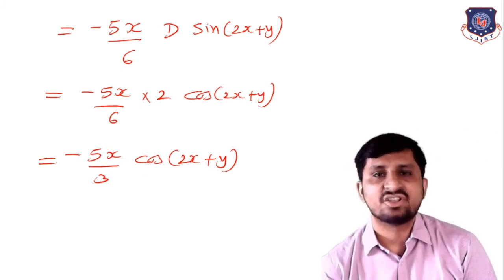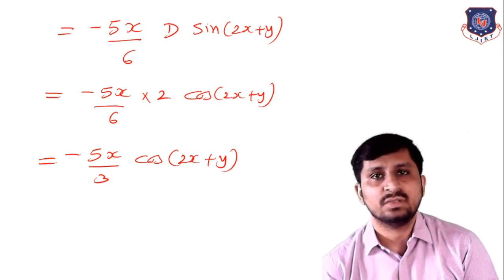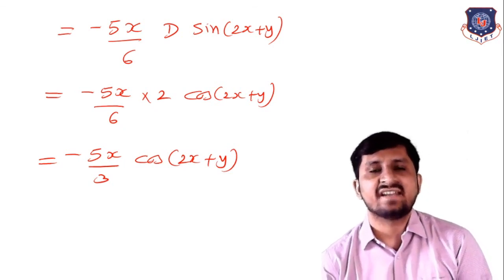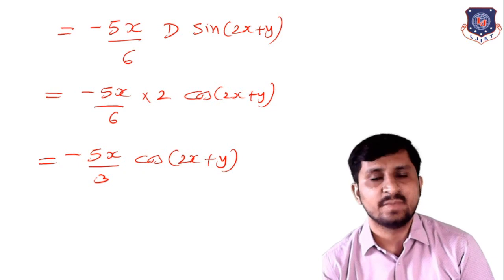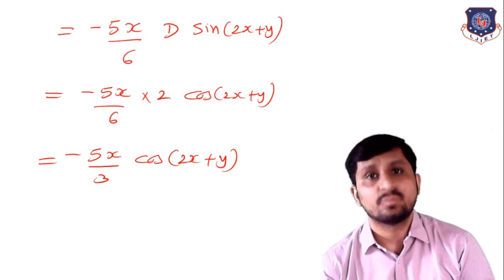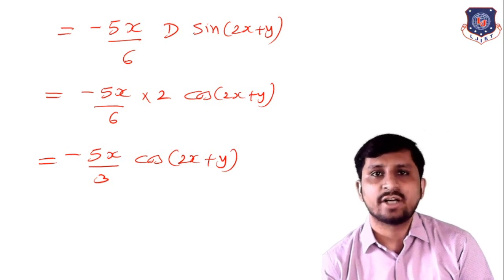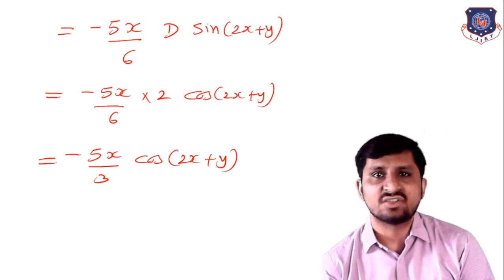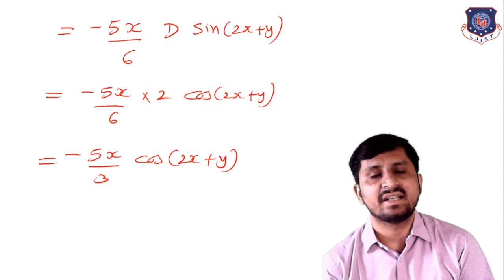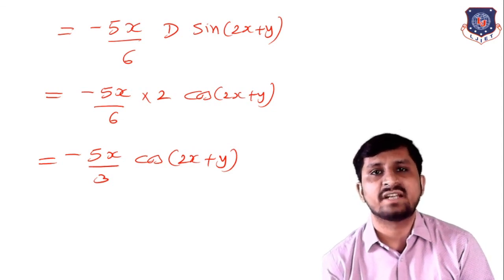So in today's lecture we discussed case 2. Either your function is sin(ax + by) or cos(ax + by), for both types of function, we apply the same rule. Same rule means what? Instead of D², you have to take minus a². Instead of DD', you have to take minus ab. And instead of D'², you have to take minus b².